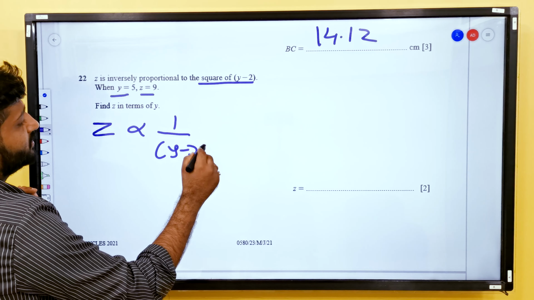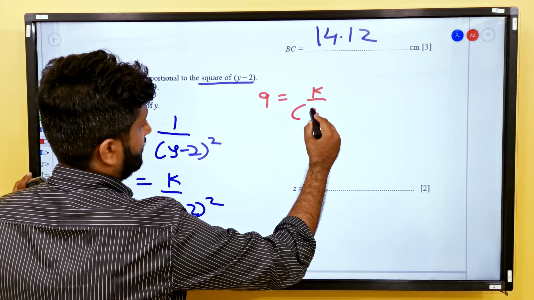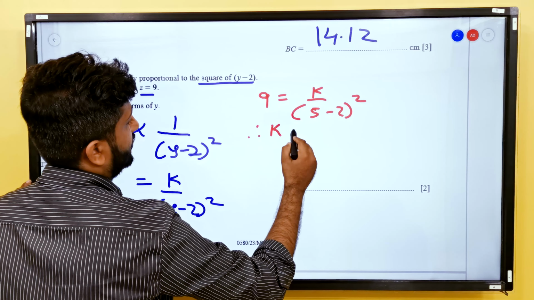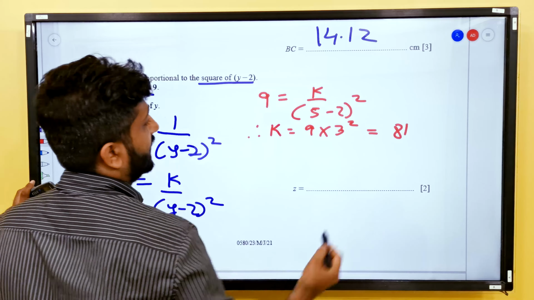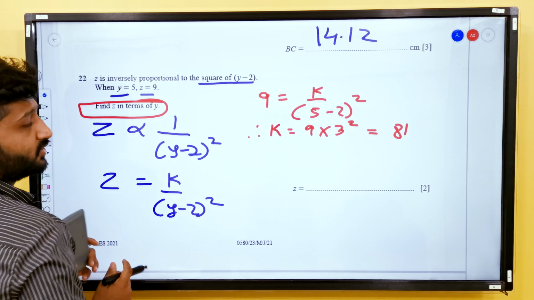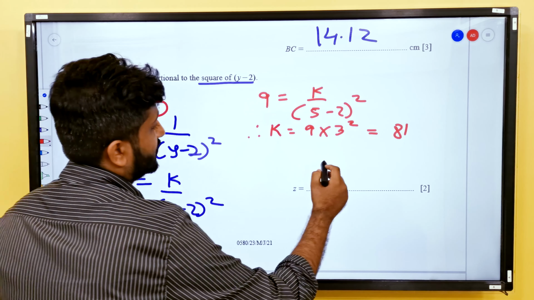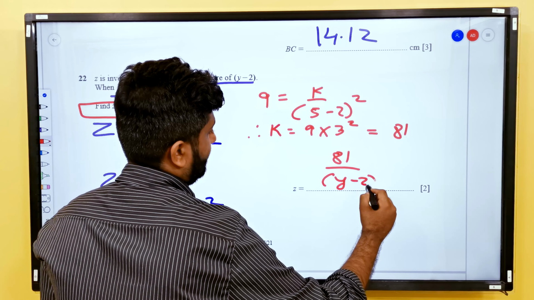Y is 5 and Z is 9. So when y is 5 and Z is 9, therefore my k is going to be 9 into 3 square, which is 81. So we are supposed to find Z in terms of y, which is to make Z the subject of the formula. So Z is going to be 81 upon y minus 2 square.